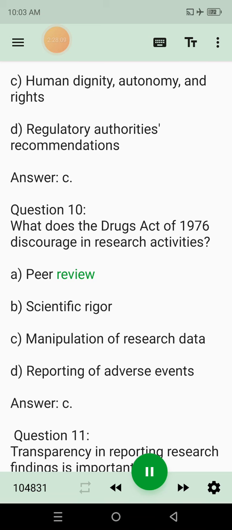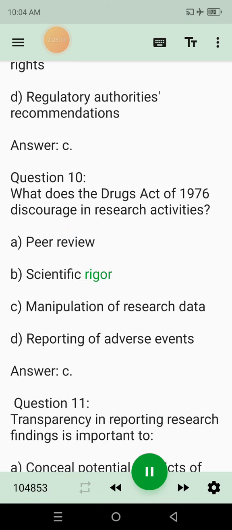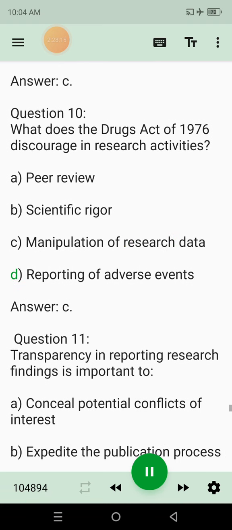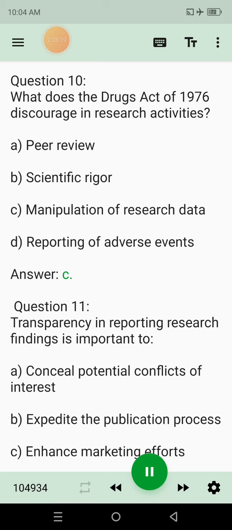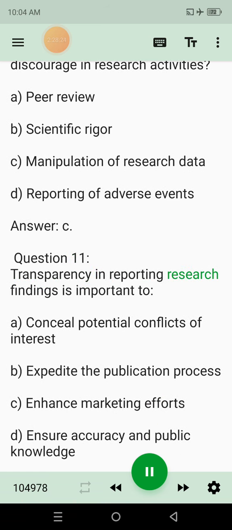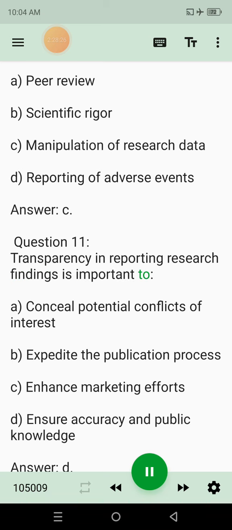Question 10. What does the Drugs Act of 1976 discourage in research activities? A. Peer review. B. Scientific rigor. C. Manipulation of research data. D. Reporting of adverse events. Answer: C.